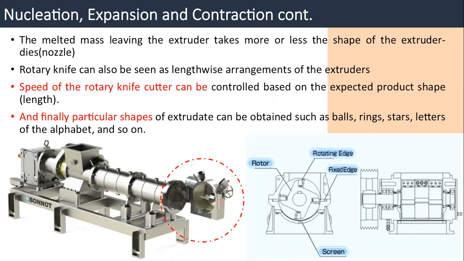Spaghetti and macaroni. How to get these two? The raw materials are almost the same. The process is almost the same, there are some differences. So just imagine all these things are the same. We can control the speed of this cutter. Right? And finally, we can get different shapes: ball shape, ring shape, stars, letters, right? We can get any shape by using this die and the cutter speed. Okay.